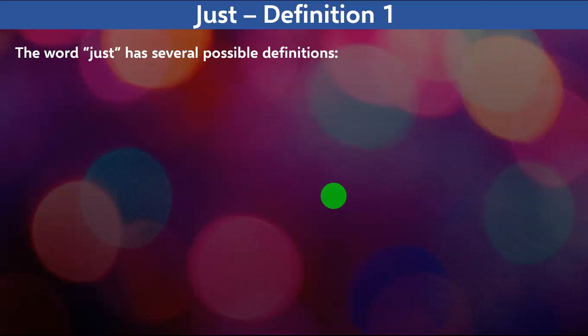Now the word just has several possible definitions, right? And I'm going to talk about two definitions of the word just. Now the first meaning of the word just is recently. Okay, that is definition, use number one of the word just. Okay, let's understand this with a few examples.